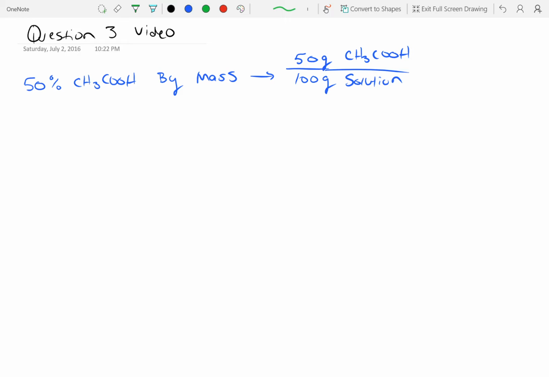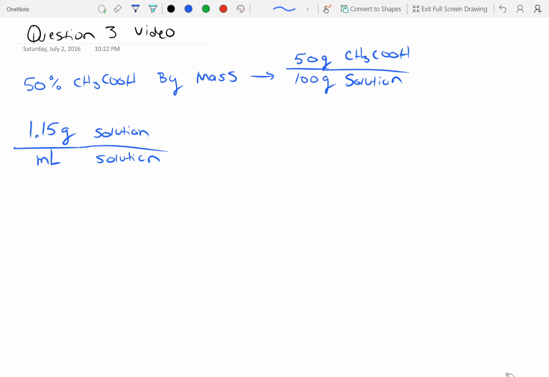The next part of the question says that we have a density of 1.15 grams per milliliter. One important thing to keep in mind about density is that it's always grams of solution over milliliters of solution, because in this case they're talking about the density of the solution. So both the top and the bottom are solution.